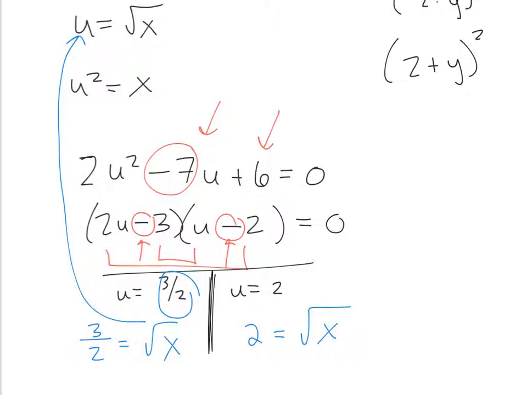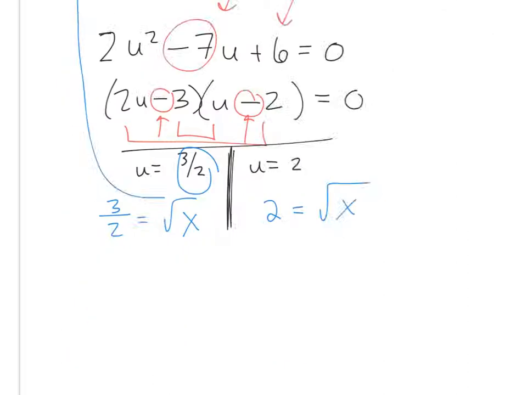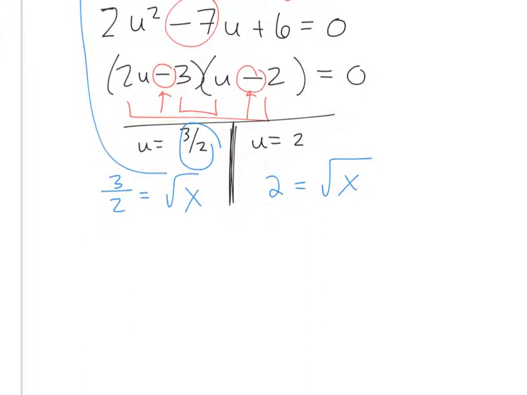So what does x become? Remember, just square it to get rid of the square root. What does x become? Obviously, on the right-hand side, it's 4. On the left-hand side, we have 9/4.